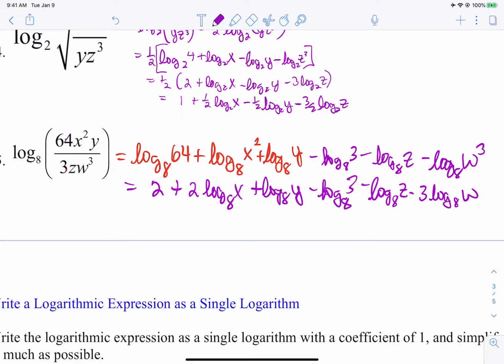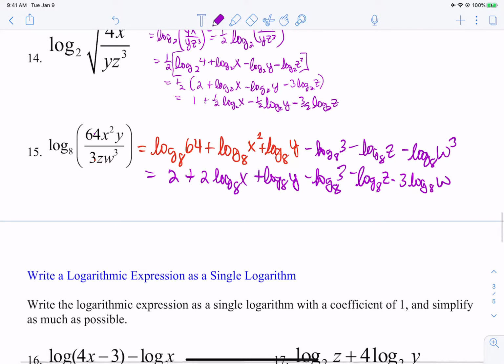There are no terms that are alike that we could smush together. There's no like terms. They're all different. We can only add a log base 8 of y with another log base 8 of y. There's nothing that matches. It's disgusting. It is what it is. We're done. Any questions about number 15?